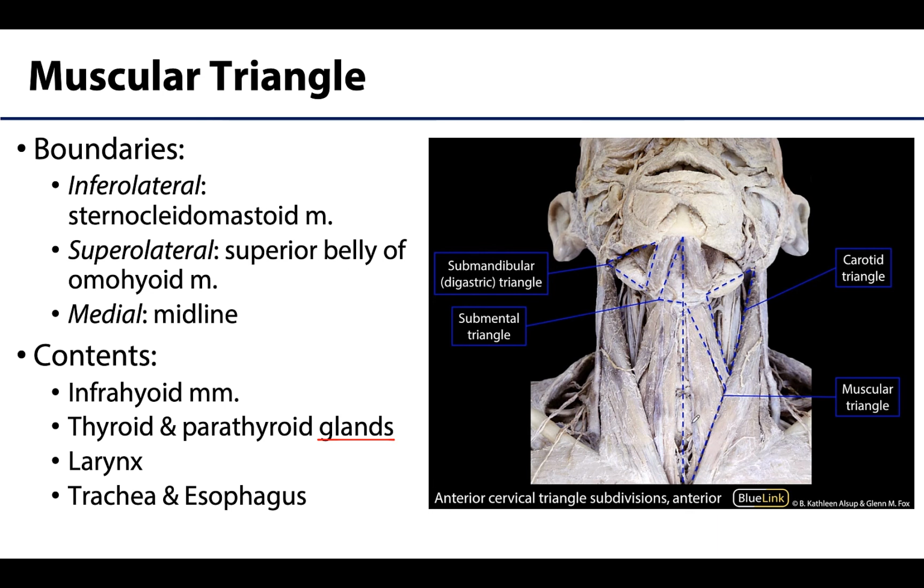The borders include the sternocleidomastoid inferolaterally, which you can see here. The superior lateral border will be the superior belly of omohyoid. So there is that one of those infrahyoid muscles. And medially, you'll have that trusty midline running right down here. So, that is the anterior cervical triangle and its 4 subdivisions.